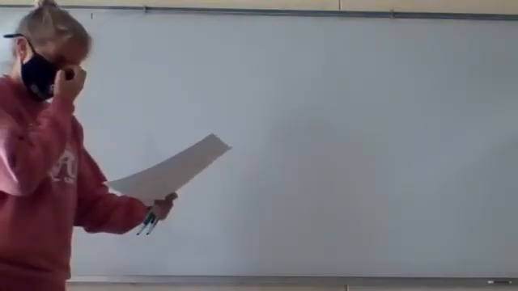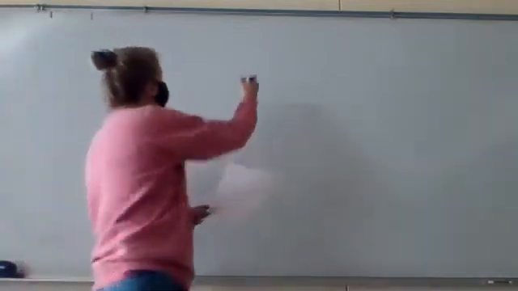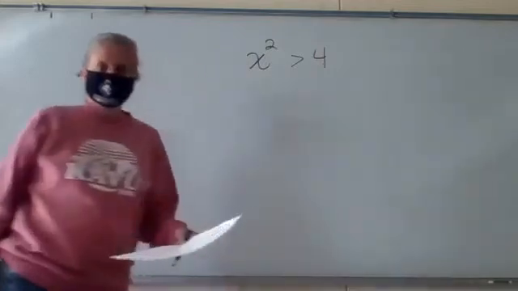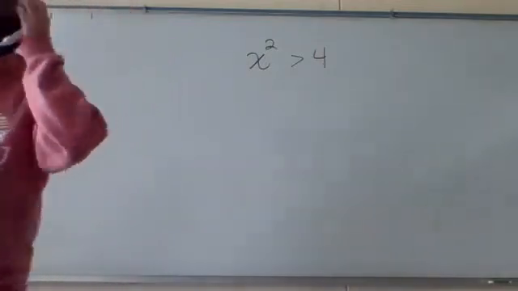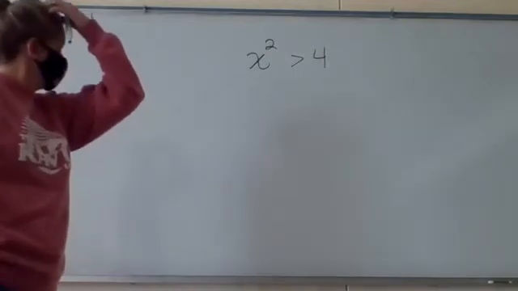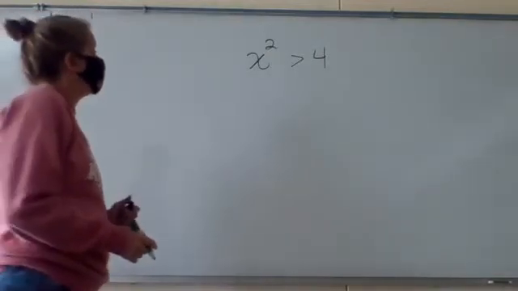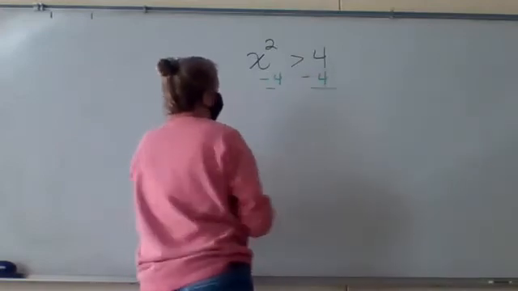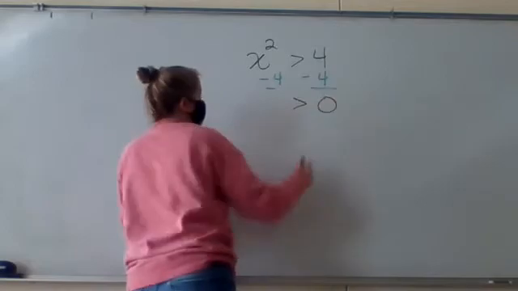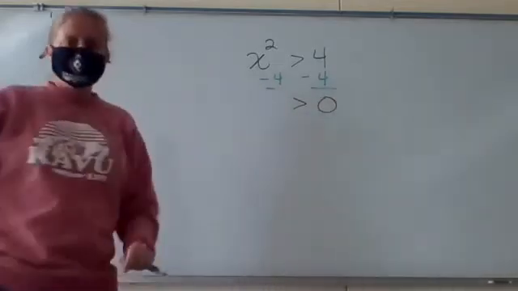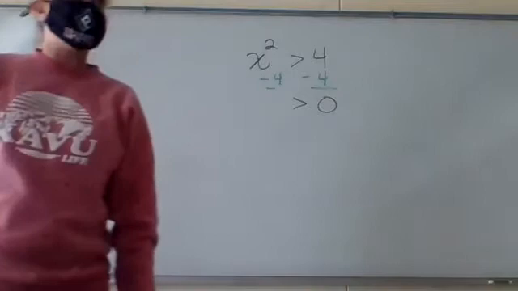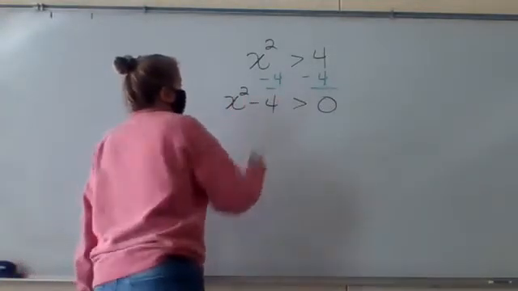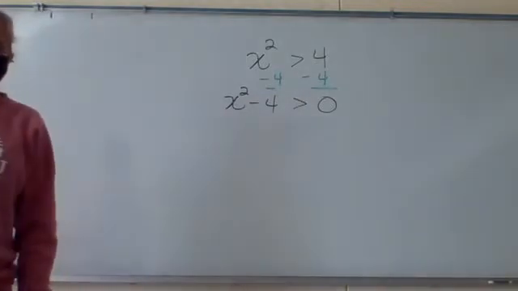All right, number 4, x squared is greater than 4. So let's see, solve it for 0 first. So I need to subtract the 4 from both sides. So there's my greater than 0. Over here, you can't put those terms together, right? One's an x squared, one's a constant. They're not like terms, so you'll just bring down the x squared and the minus 4.